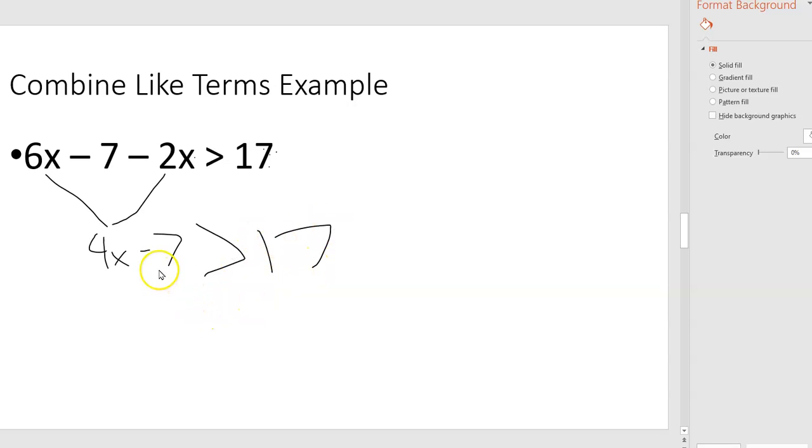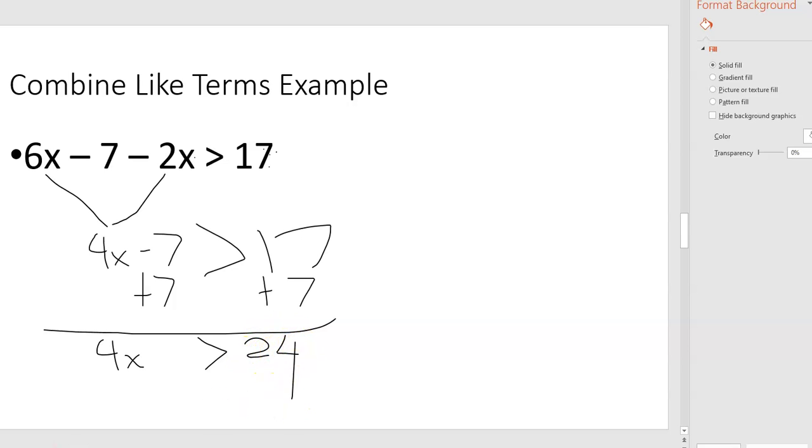I apologize for the mouse writing. So then I'm going to add 7 here. I'm going to add 7 here. And at this point, it's just a two-step, which you guys are super experts at. Gives me 4x is greater than 24. And divide by 4. Divide by 4 here, divide by 4 here, and I get x is greater than 6. And I apologize for the handwriting with the mouse. I couldn't get my camera to work today.